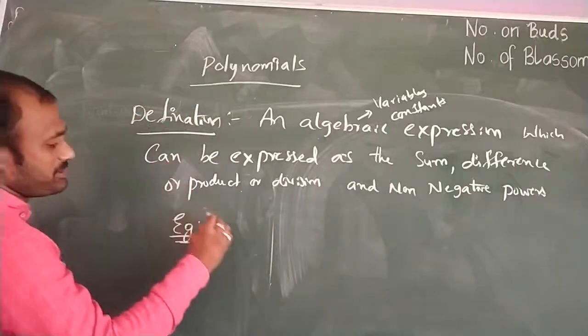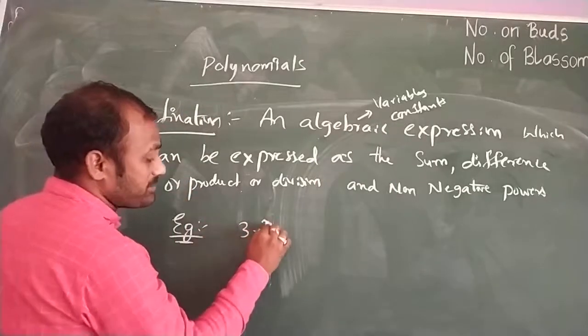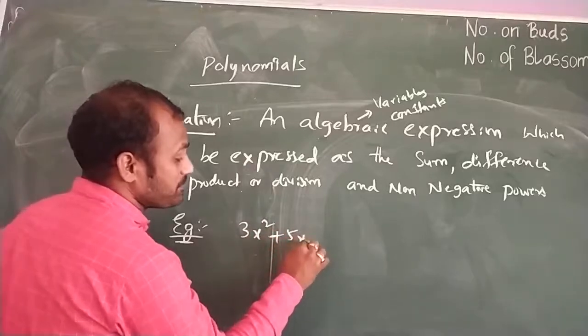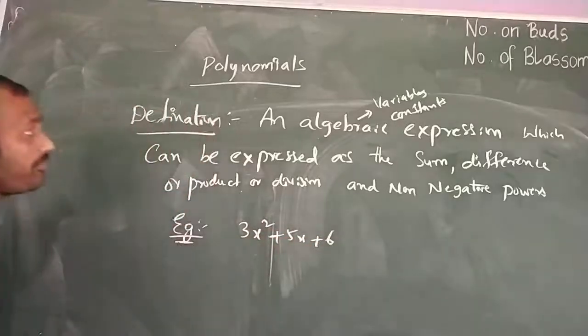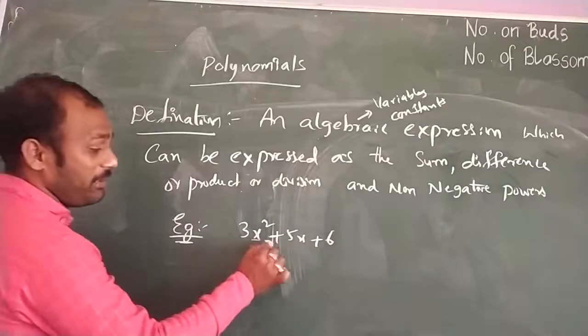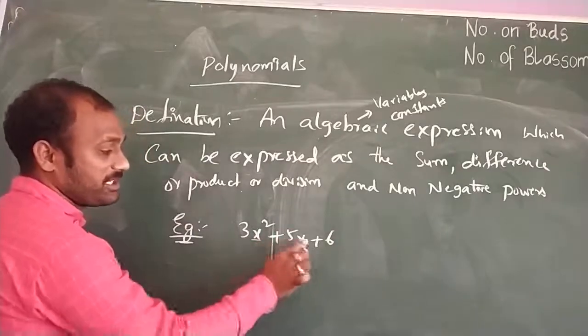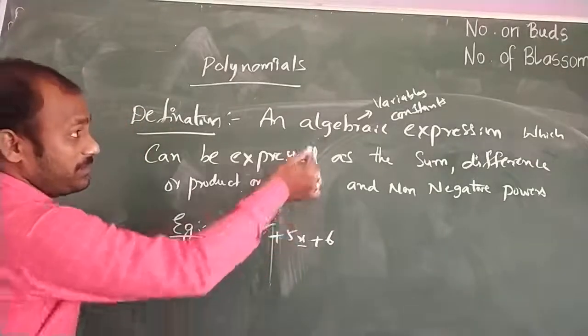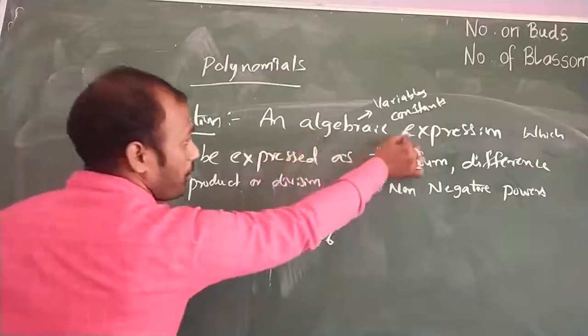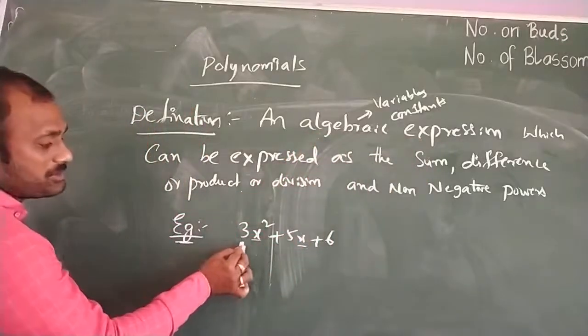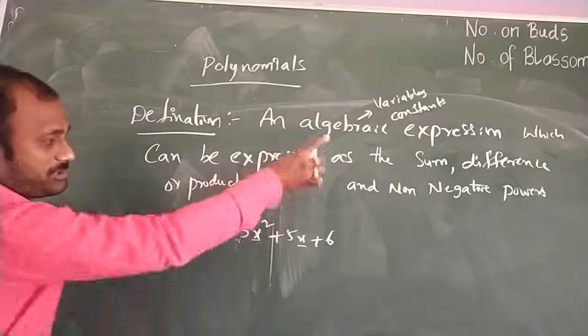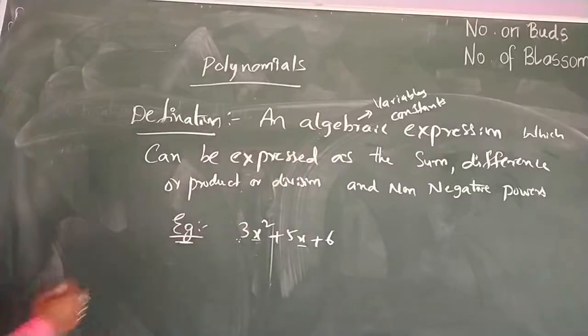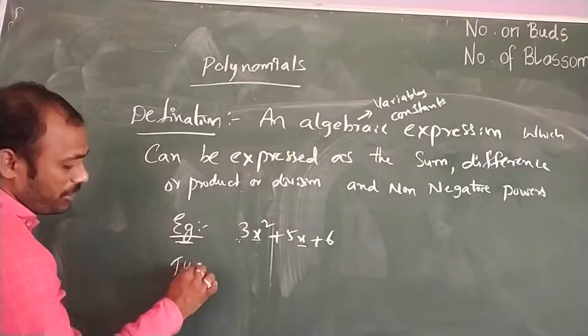So the example is 3x square plus 5x plus 6. It is a polynomial in variable x. Why? Because the single variable x is there. And if you see, we are going to call it an algebraic expression. Why? Because it is involving variables and constants. So this we are going to call a polynomial. And let us see the types of polynomials.